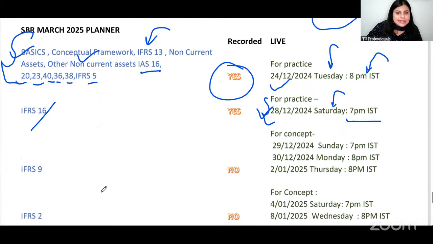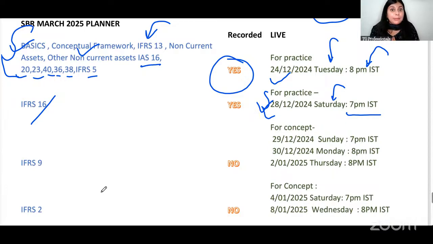IFRS 9. Now, this is a standard which we have done in financial reporting, but it's a terrible nightmare in SBR. Ask any senior of yours, someone who's given SBR, ask them. The worst standard in SBR, they say, is IFRS 9. Because of obvious reasons, this is a very complex and technical standard. Now, I have the recordings of this standard. They are the recordings from the previous batch, but I'm not including them in your course. The reason is that I don't want to confuse you whether to go with live classes or recorded classes. I am saying it is best that you attend this standard live with me.